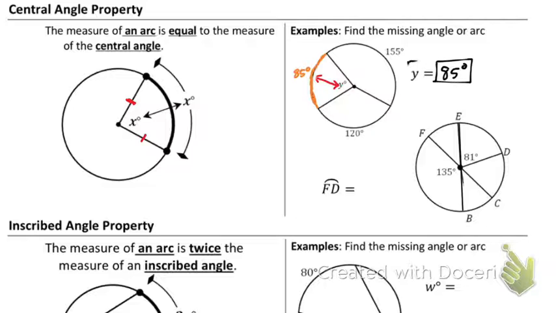I want those to be vertical angles. That was the point of it. I think I got a little wonky when I drew it. Those should be vertical angles. These two should be vertical angles.